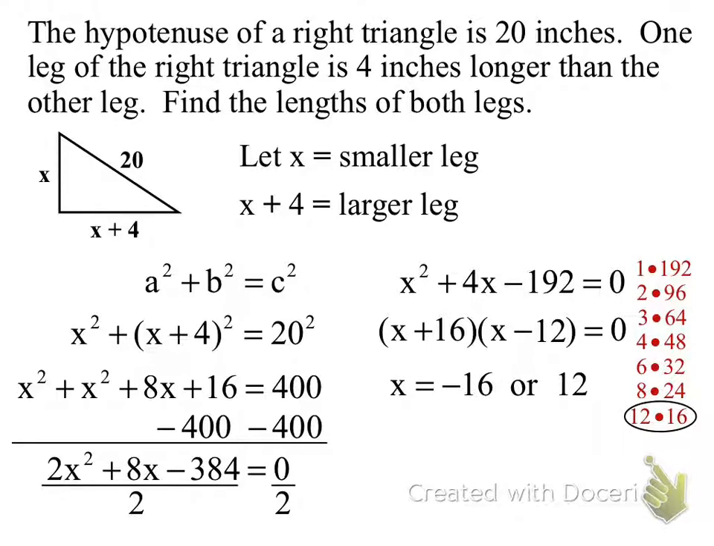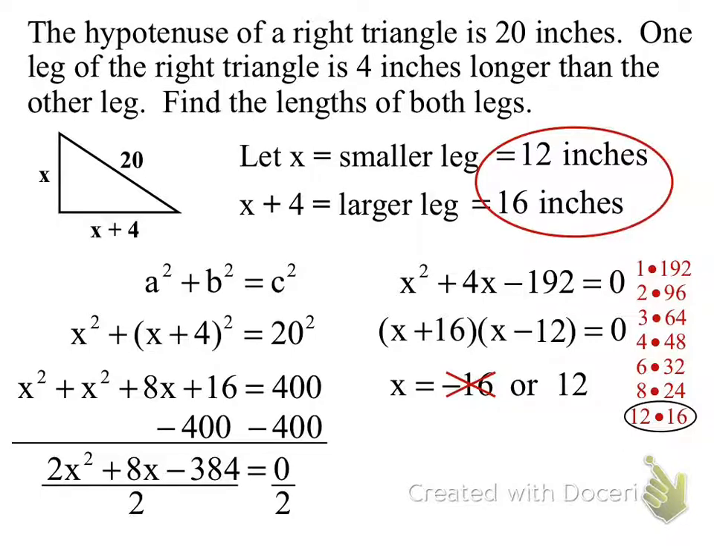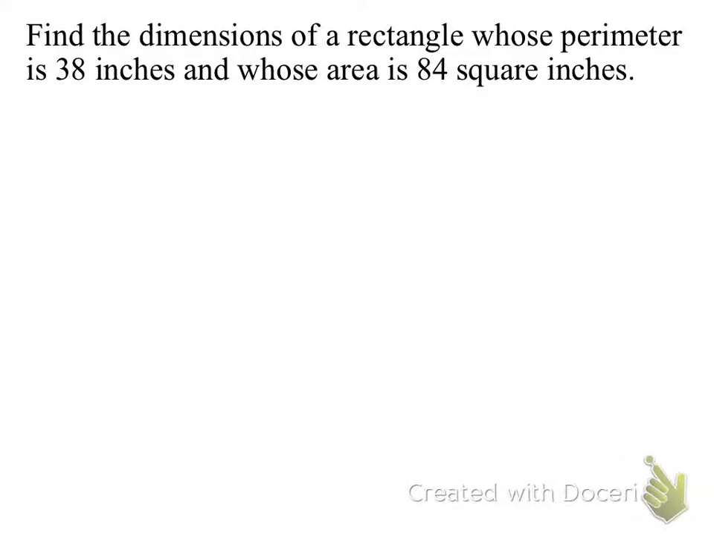All right. So what is the best answer? Make sense of it. Patrick. 12, because measurement can't be negative. So one leg is 12 and the other is 16. Are there any questions? I'm going through it quickly. I've got two more. Okay, this is a good one.